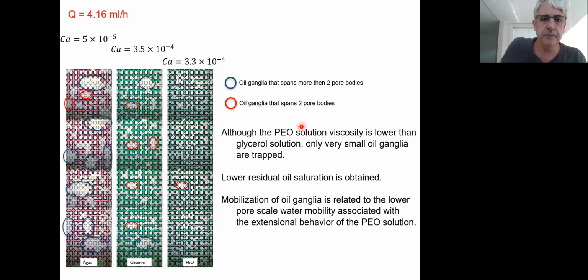We can clearly see that the size of the trapped ganglia at that higher flow rate really changes a lot as we go from the water phase to the glycerin. You see, in the glycerin solution, you don't see these really large trapped oil ganglia. But then when you compare the glycerin solution with the PO solution, you see that the size of the oil ganglia that remain trapped with the PO solutions are much smaller than what you observe with the glycerin solution. Again, the viscoelastic forces were strong enough that led to higher pressure gradient acting in each of these individual oil ganglia, and then we were able to mobilize these oil ganglia.